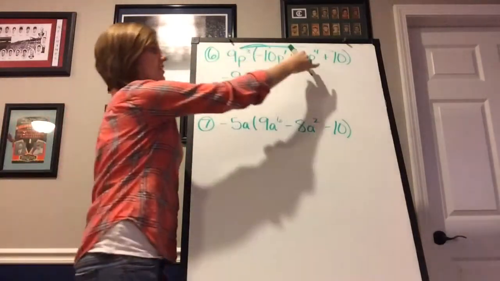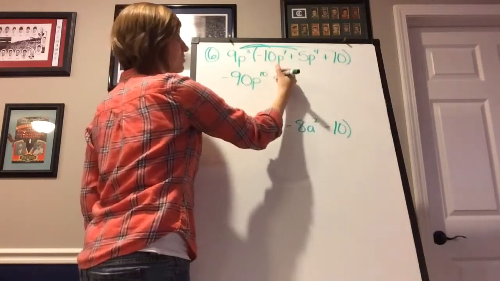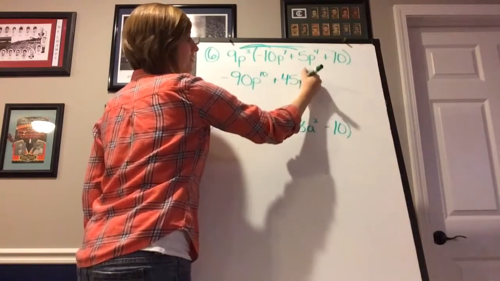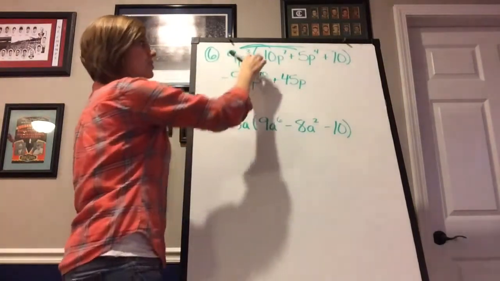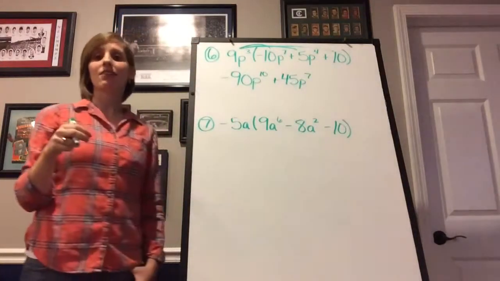Then we go to the next term. Multiply 9 times the positive 5. 9 times 5 is 45. That's positive 45. For the variables, add the exponents. 3 plus 4 is 7. So it's p to the 7th.